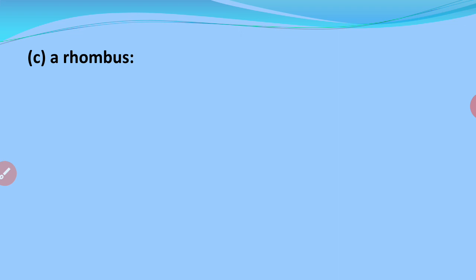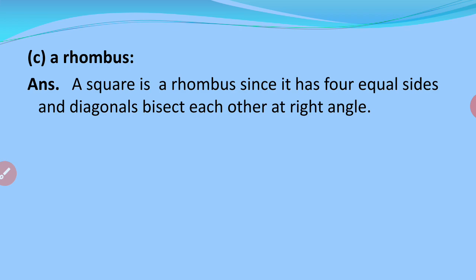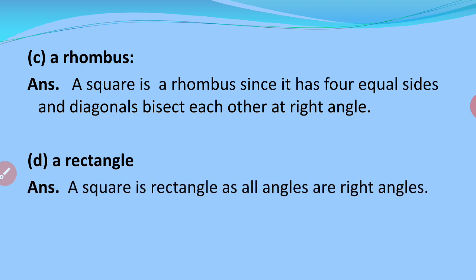A square can be called a rhombus. Yes, because in a square all sides are equal. The same is true for a rhombus. Moreover, the diagonals bisect each other at right angles in both. Now, how can a square be called a rectangle? In a square, all angles are right angles. The same is true for a rectangle. So a square becomes a rectangle. It is a special rectangle.